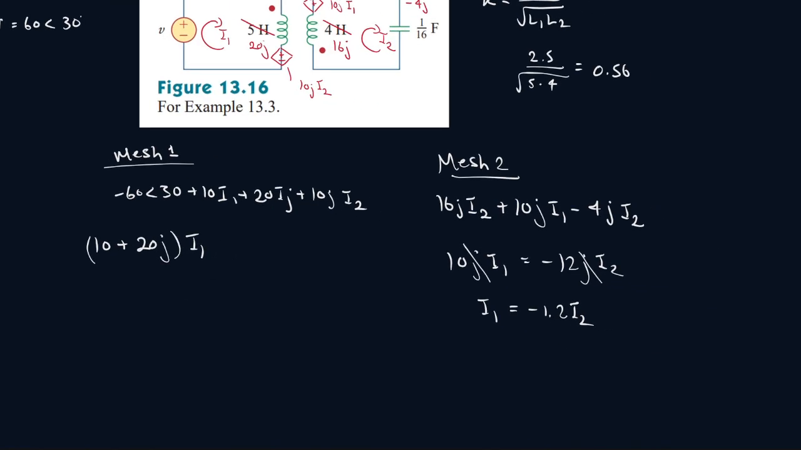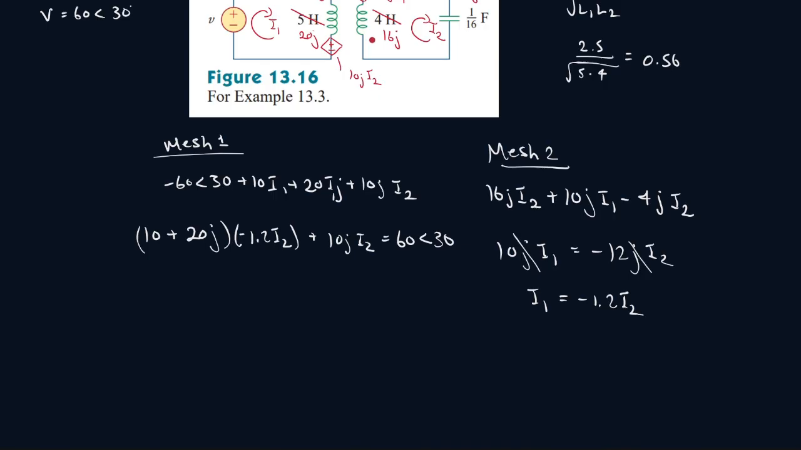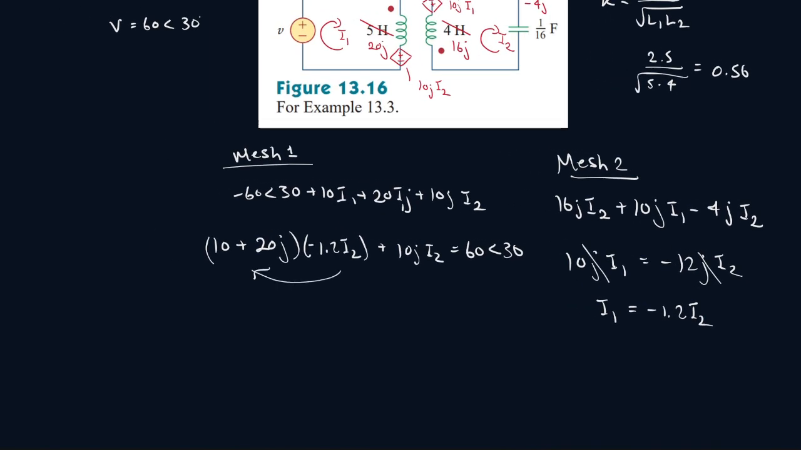And recall I1 is minus 1.2 I2. Yeah, this was I1, sorry. Okay, plus 10J I2. And then we bring the 60 to the other side, so it's equal to 60 phasor 30. Okay, so let's FOIL all of this. So that's minus 12 I2 minus 24J I2 plus 10J I2 is equal to 60 phasor 30.